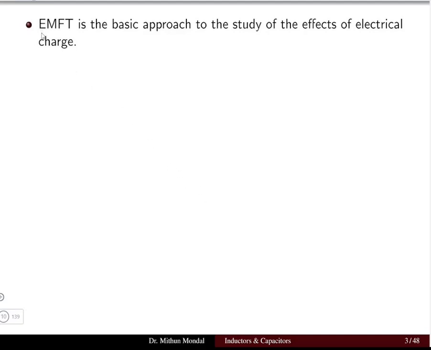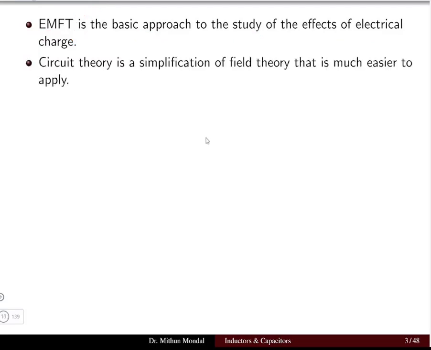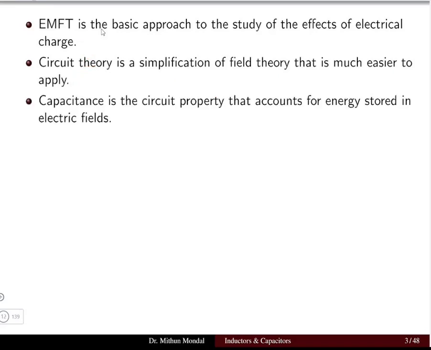Now, there is one subject, electromagnetic field theory, which you have studied in the 12th standard also. It is the basic approach to the study of the effect of electric charge. Circuit theory is just a simplification of the field theory that is much easier to apply. When we simplify electromagnetic field theory, we come to circuit theory in terms of understanding.